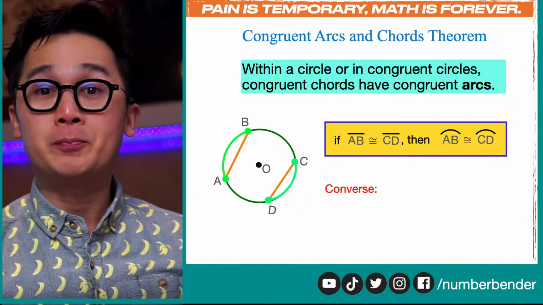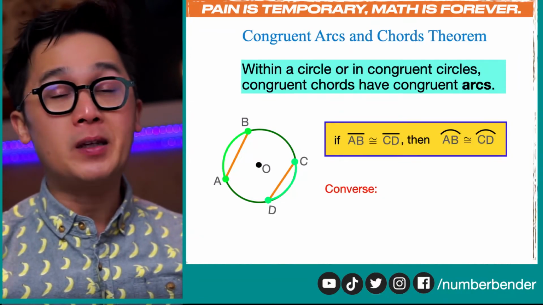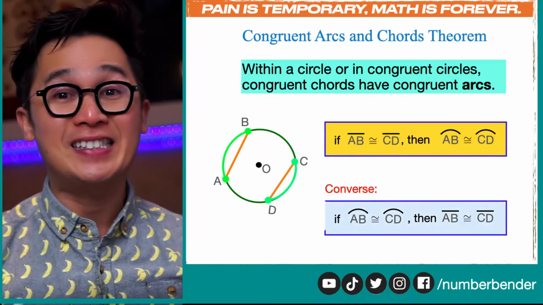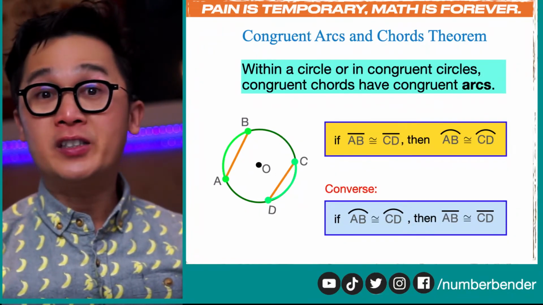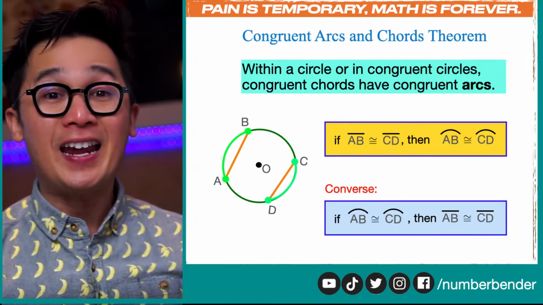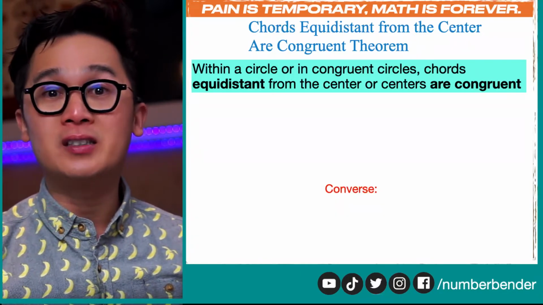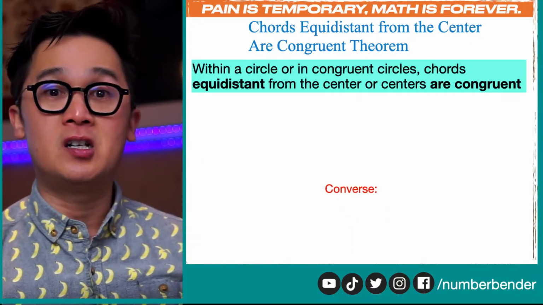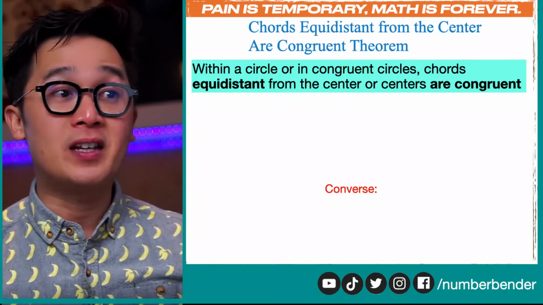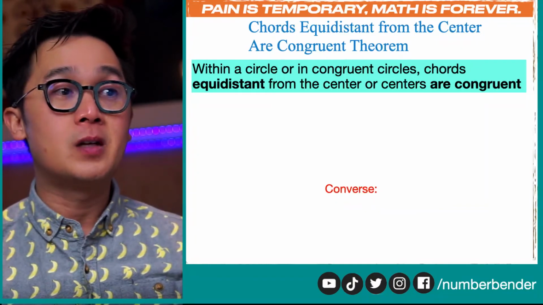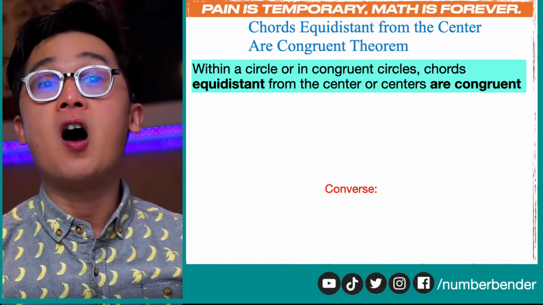And the converse of this theorem is that if arc AB is congruent to arc CD, then chord AB is also congruent to chord CD. So this is our third theorem for the day with regard to arcs and chords in a circle. Now, let's have our last theorem, which is chords equidistant from the center are congruent. By definition, within a circle or in congruent circles, chords equidistant from the center or centers are congruent.